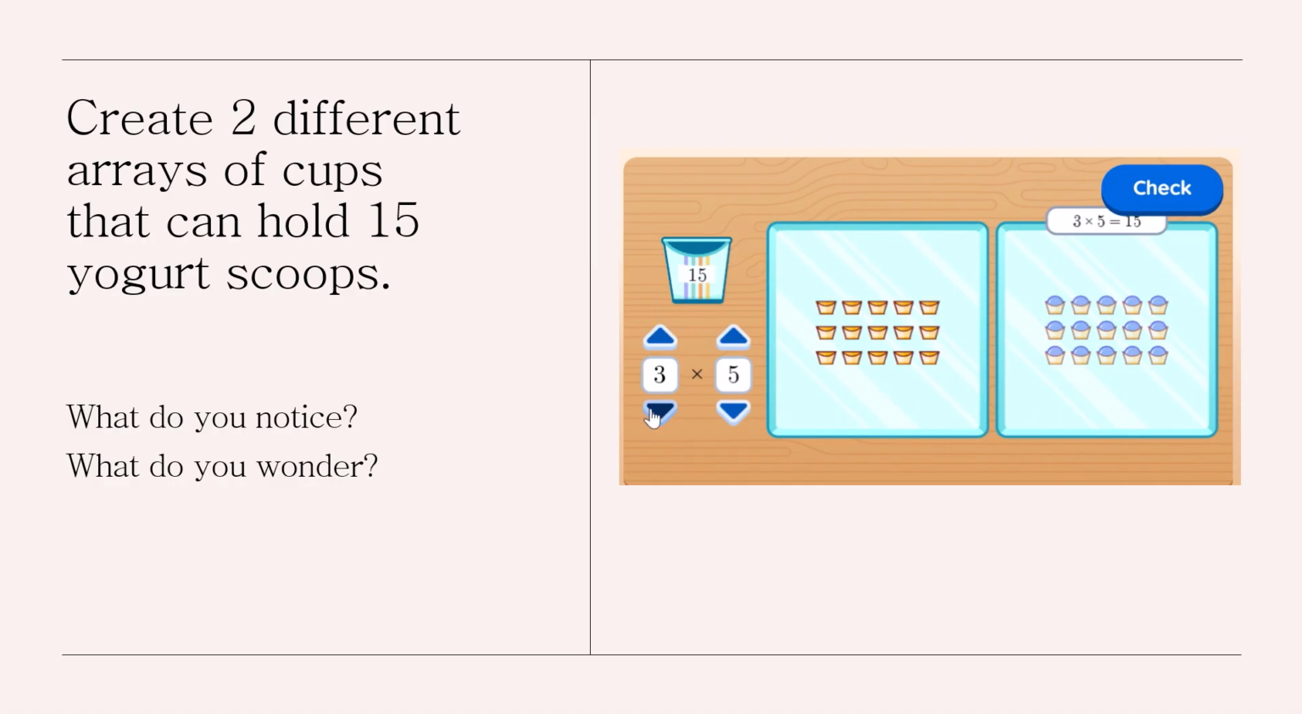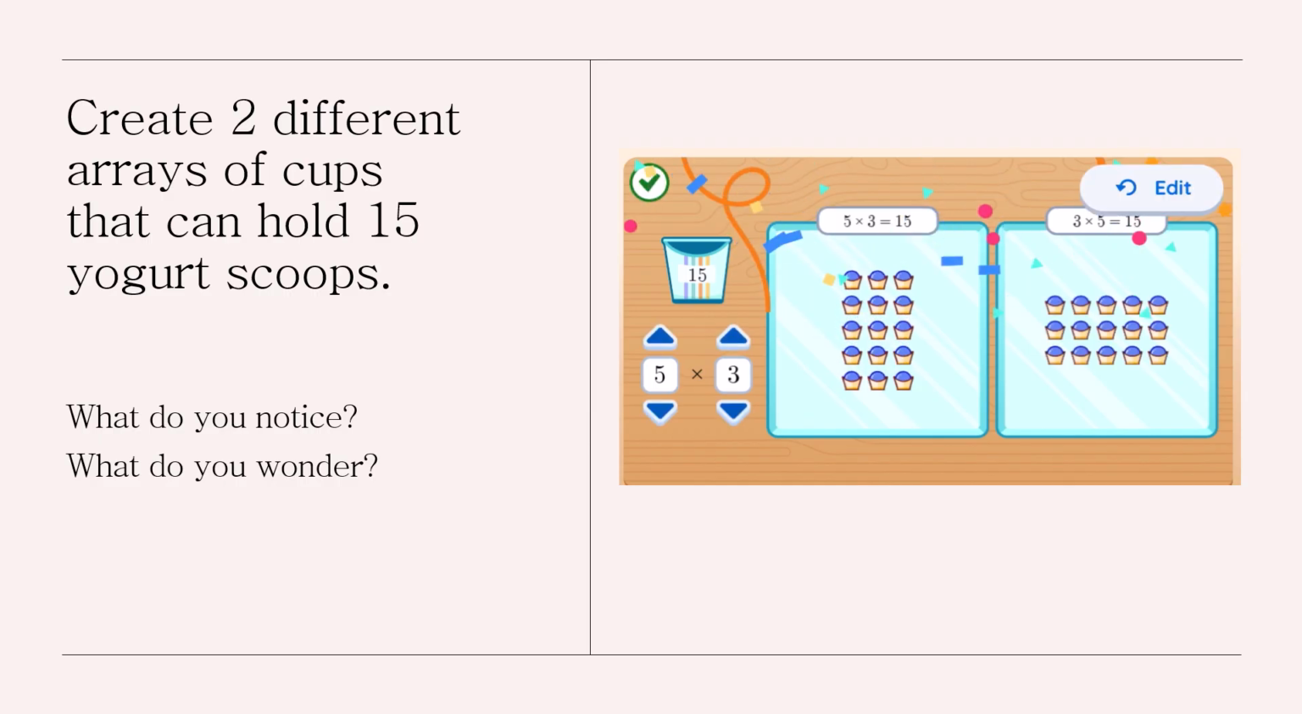So it will give them a second option, and hopefully they are going to make a connection that they can reverse the order of those numbers to 5 and 3 and check their work again to see if they made another match, and they did make a match. So it will ask them, what do you notice and what do you wonder?